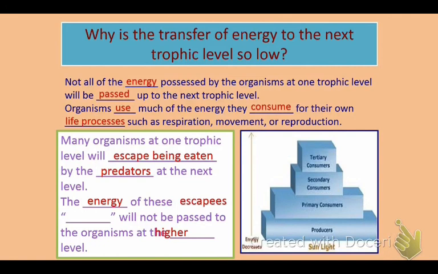Many organisms at one trophic level will escape being eaten by the predators at the next level. And the energy of these escapees will not be passed to the organisms at the higher level.